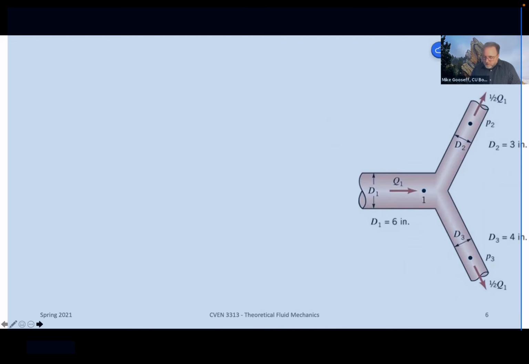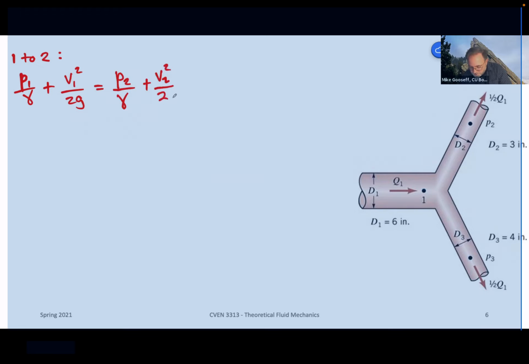All right. So let's start with 1 to 2. Okay, so we're going to start with P1 over gamma plus V1 squared over 2g is equal to P2 over gamma plus V2 squared over 2g. And the thing we don't know is P2, right? We are given P1, we're given a velocity at 1. This is the thing we're looking for. There's our target, and we can calculate V2.